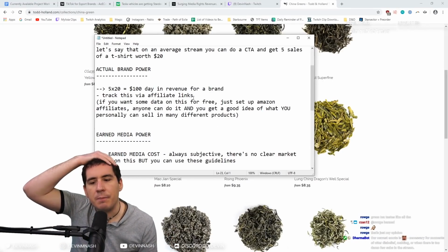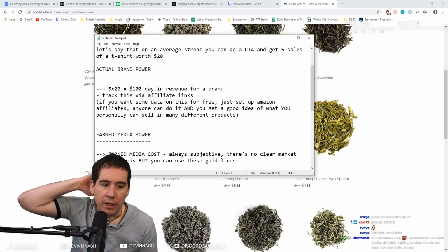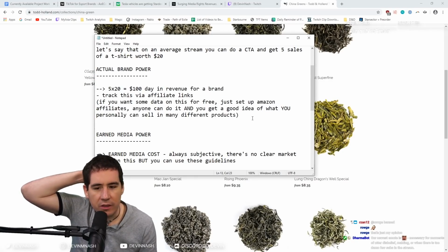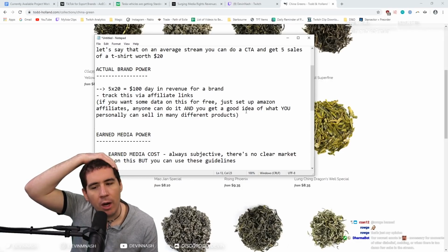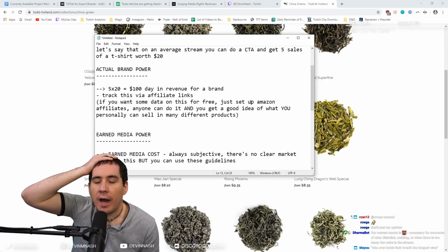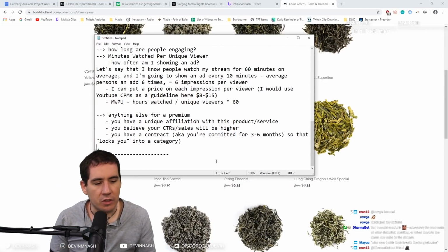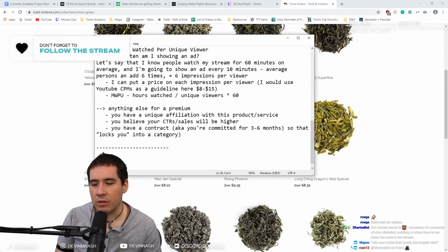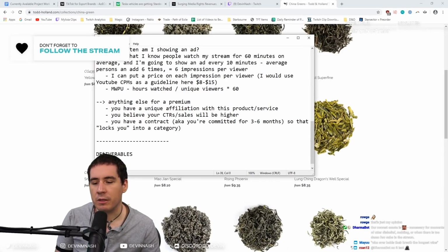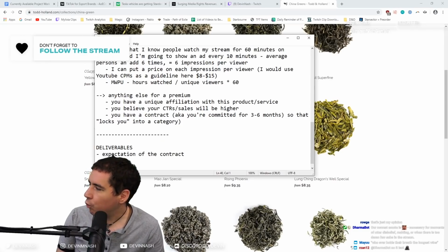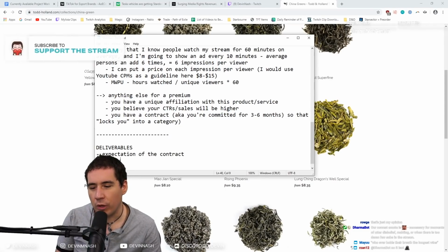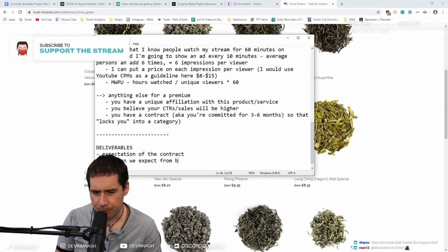I think the best way you're going to get that data is if you go to a brand and say, look, this is the amount of actual brand power I have, but I haven't actively pushed something. And then there's another concept that is also really important, and it's called deliverables. Deliverables are literally the expectation of the contract, or another way to say this is: what can we expect from both sides?